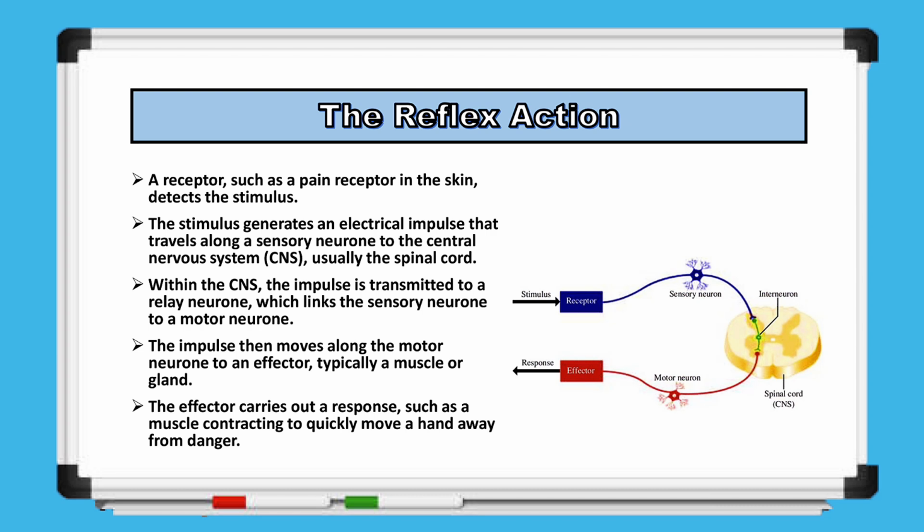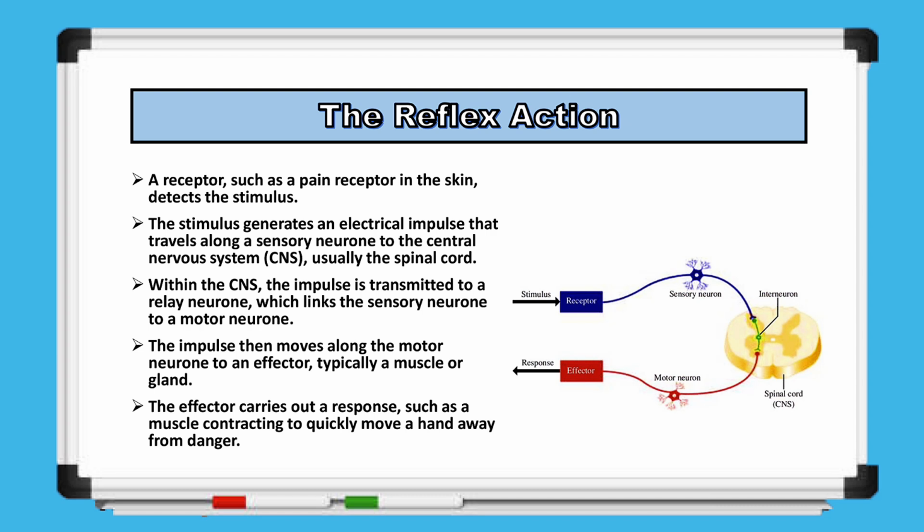To understand this better, consider a simple situation. A receptor, such as a pain receptor in the skin, first detects a stimulus. This stimulus immediately produces an electrical impulse that travels through a sensory neuron toward the central nervous system, usually the spinal cord. Inside the spinal cord, the impulse is passed to a relay neuron, which connects the sensory neuron to a motor neuron. The impulse is then transmitted along the motor neuron to an effector, which may be a muscle or a gland. The effector produces the final response, such as muscle contraction that quickly pulls the hand away from danger.